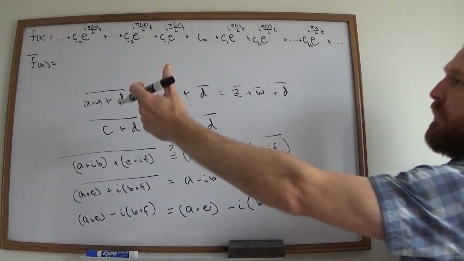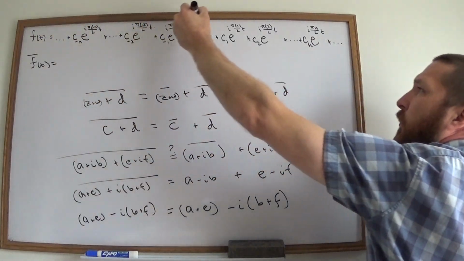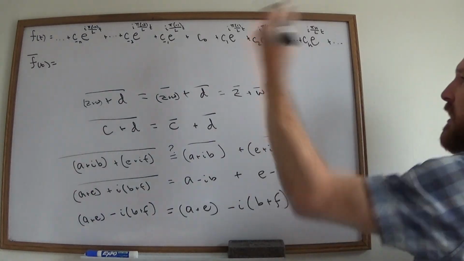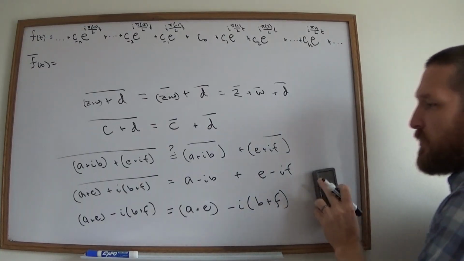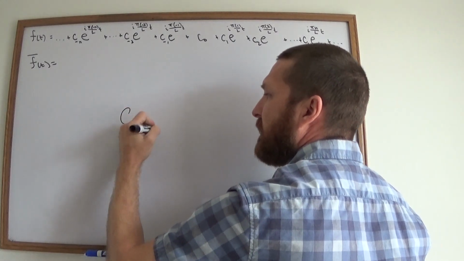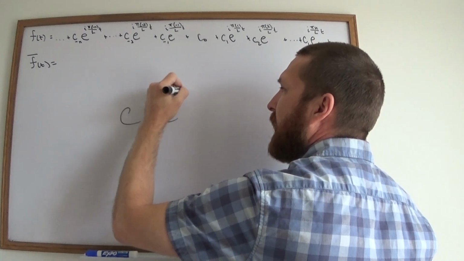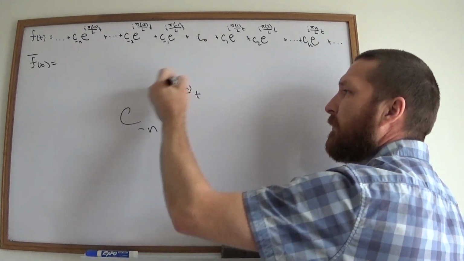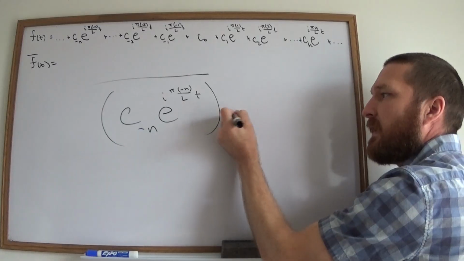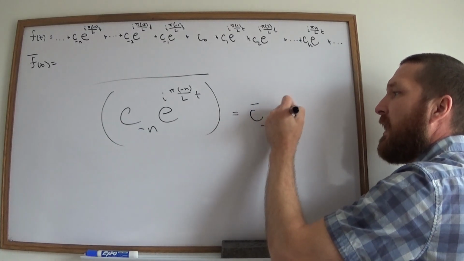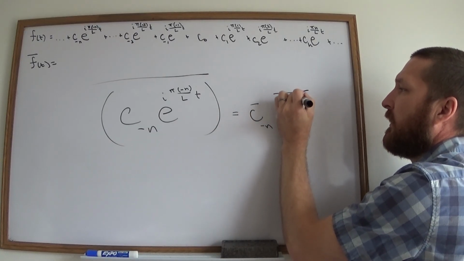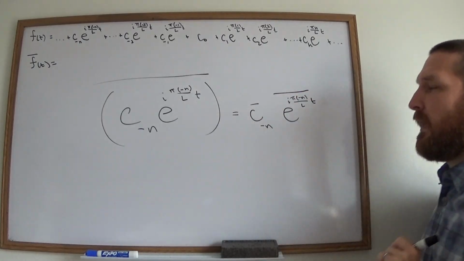In other words, we could do this to the whole thing. Taking the conjugate of every single one of these complex numbers is the same thing as just taking the conjugate of each of them. And so I'm going to do that here with this first term, which is C negative n e to the i pi negative n over LT. I'm going to take its conjugate. But as we've already seen, that's the same thing as taking the conjugate of C and then multiplying that by the conjugate of e to the i negative n over LT, like that.